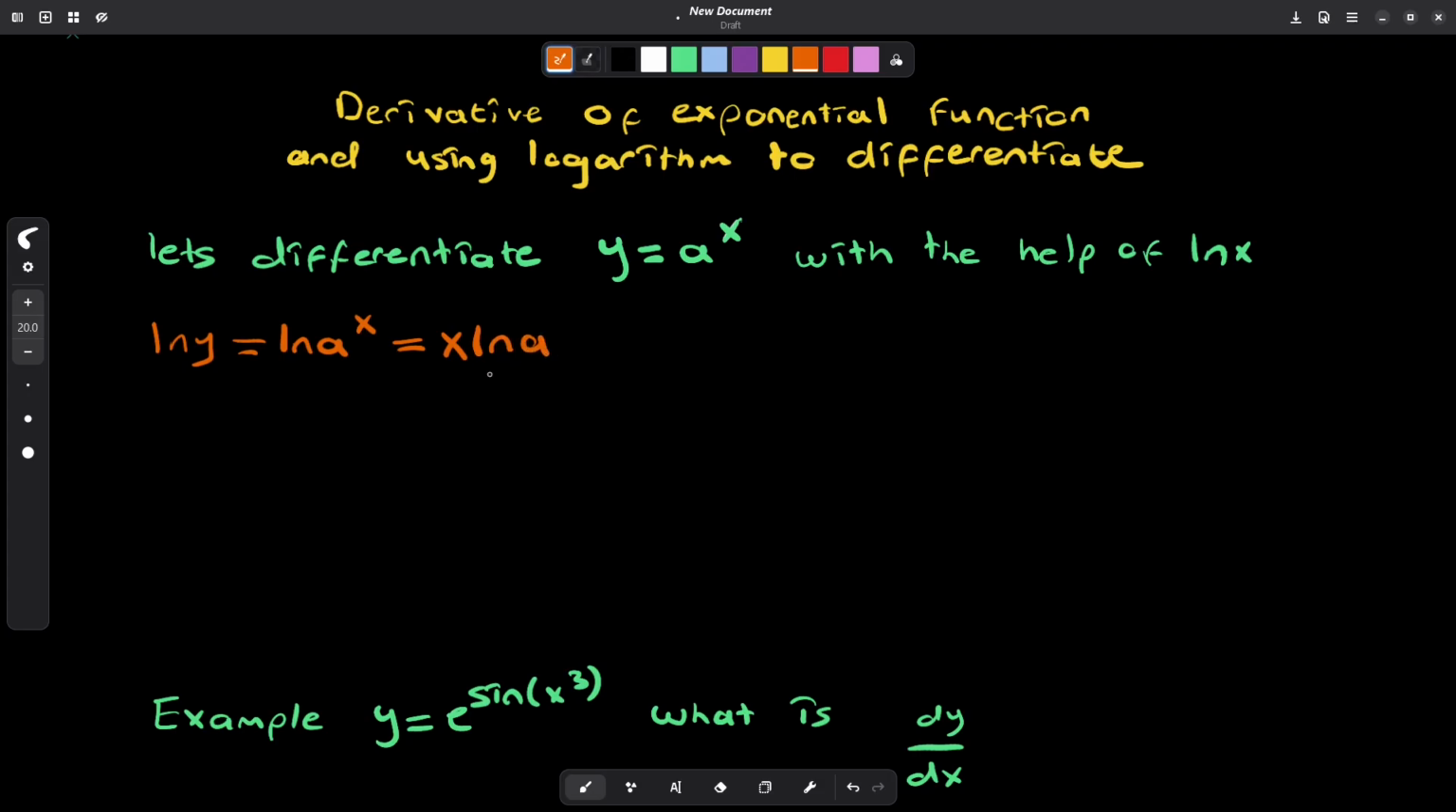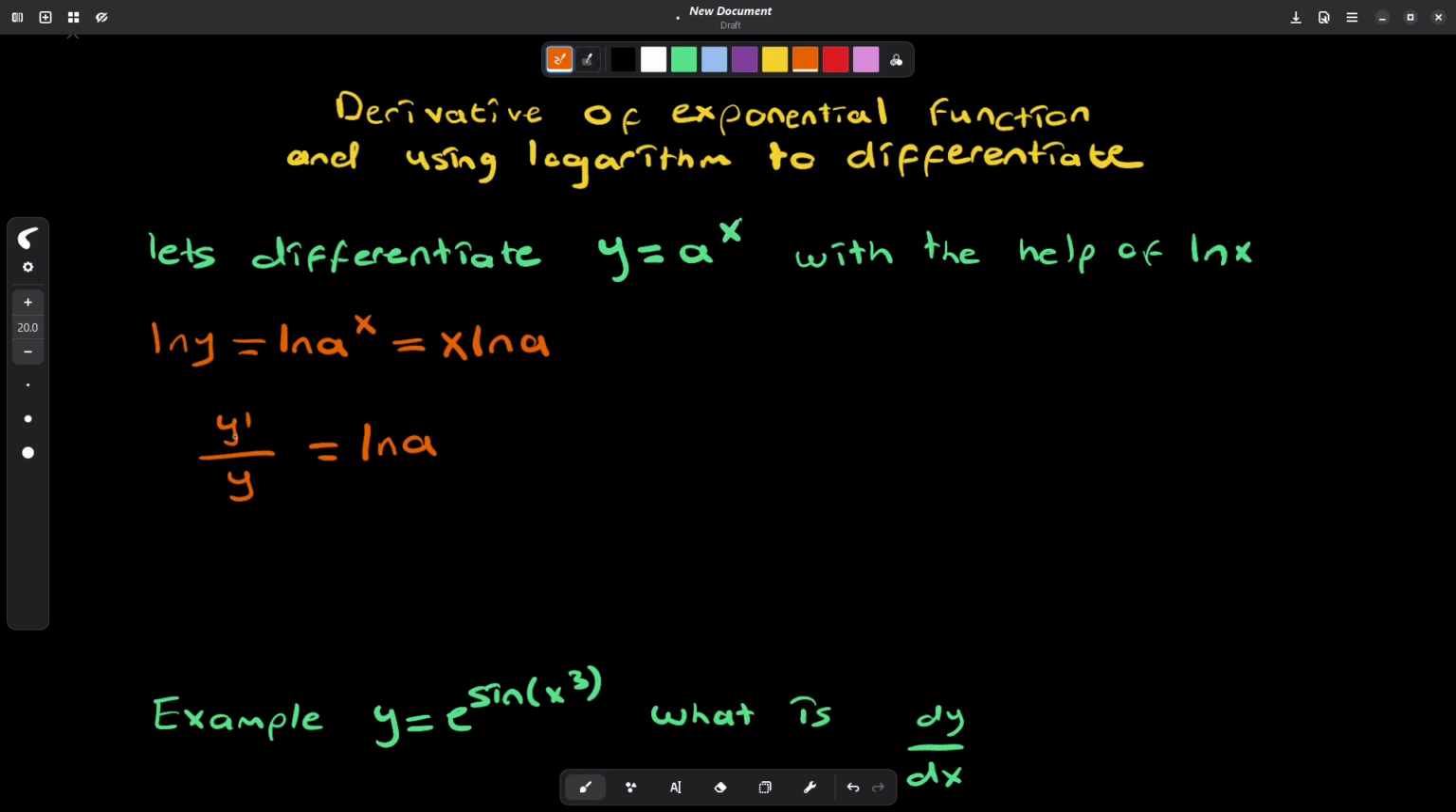We are differentiating with respect to x. Therefore, if we differentiate ln y, derivative of inside of it, y derivative, over inside of it, y, is equal to ln a, which is a constant here. We will differentiate x, which is equal to 1, times ln a.